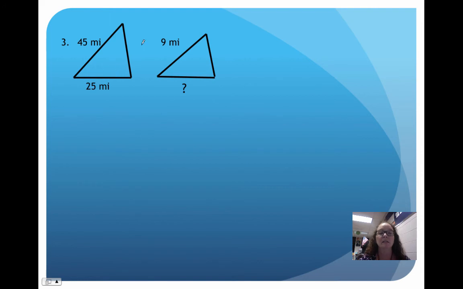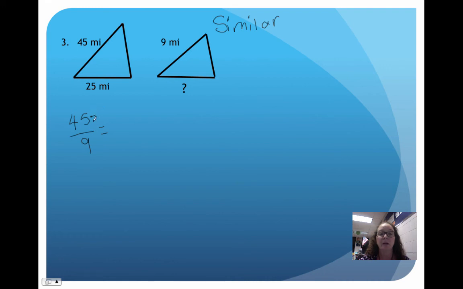All right, something different. I want you to use your ratio to figure out these. I'm going to tell you that these are similar. So because you know they are similar, you need to try to figure out what this missing side is. If you want to try it on your own, go ahead and pause the video and unpause when you're ready. So we know that this side is 45 and the corresponding side is 9 miles. Greatest common factor of 45 and 9? Right, that would be 9.